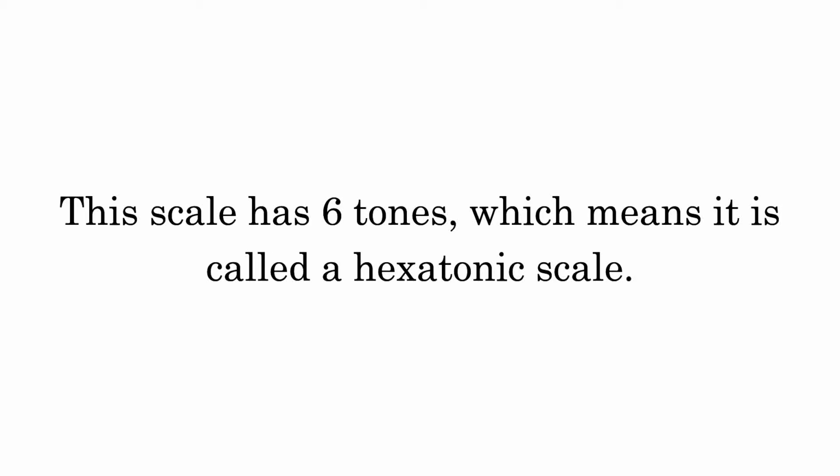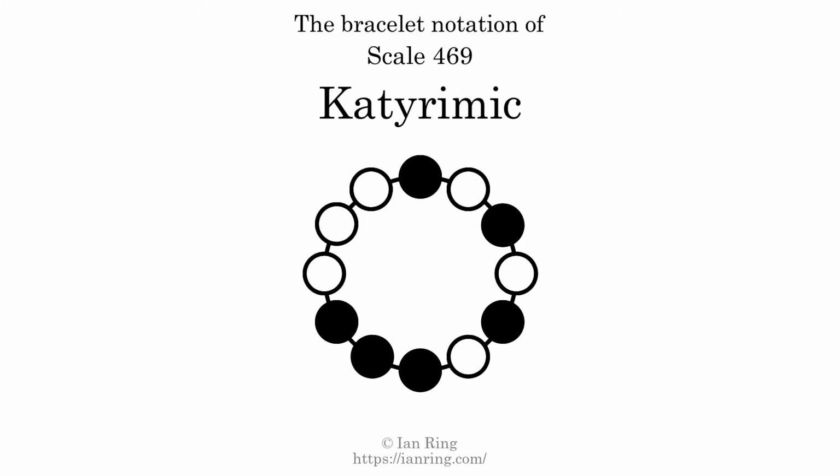This scale has 6 tones, which means it is called a hexatonic scale. This is a bracelet notation diagram of scale 469. The shaded circles represent tones that appear in the scale, and they are read clockwise, starting at the top.